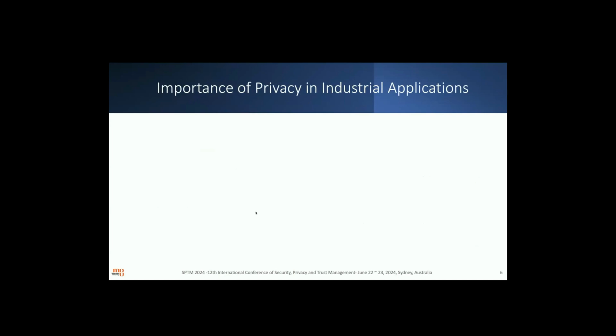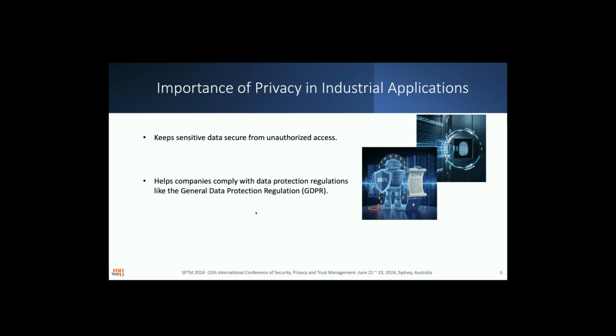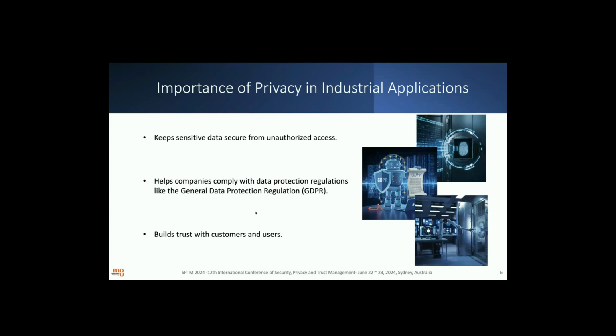To address privacy in industrial applications, we must focus on several key areas: protecting sensitive data, ensuring that sensitive data is secure and protected from unauthorized access; regulatory compliance, assisting companies in adhering to data protection regulations like the General Data Protection Regulation, GDPR; and building trust, establishing and maintaining trust with customers and users by demonstrating commitment to data privacy and security.